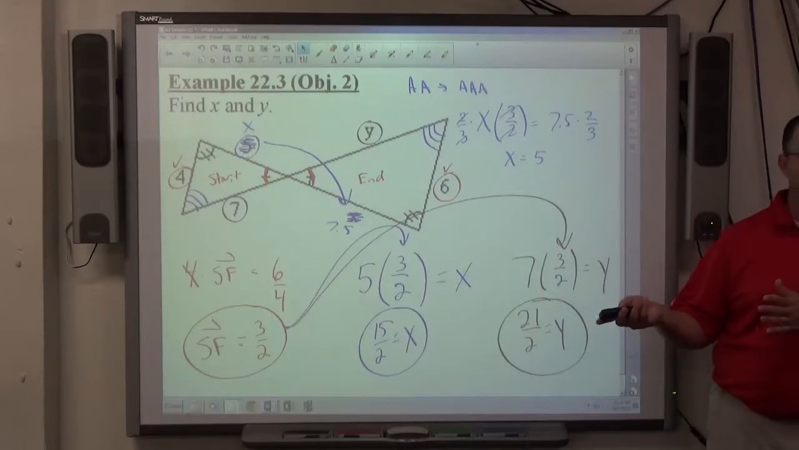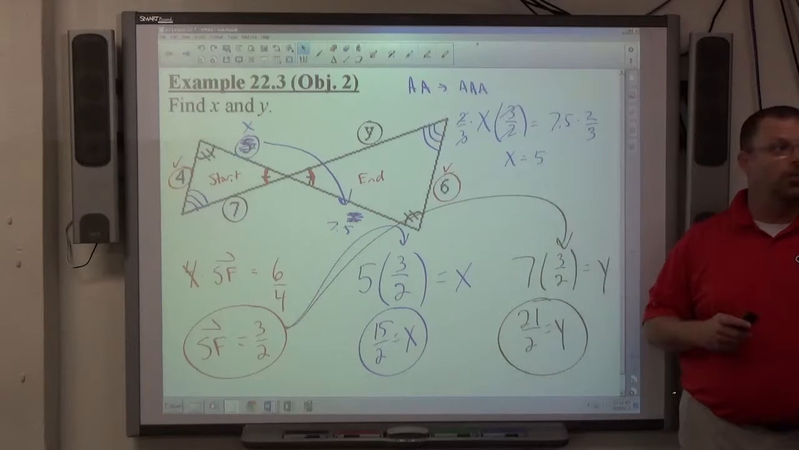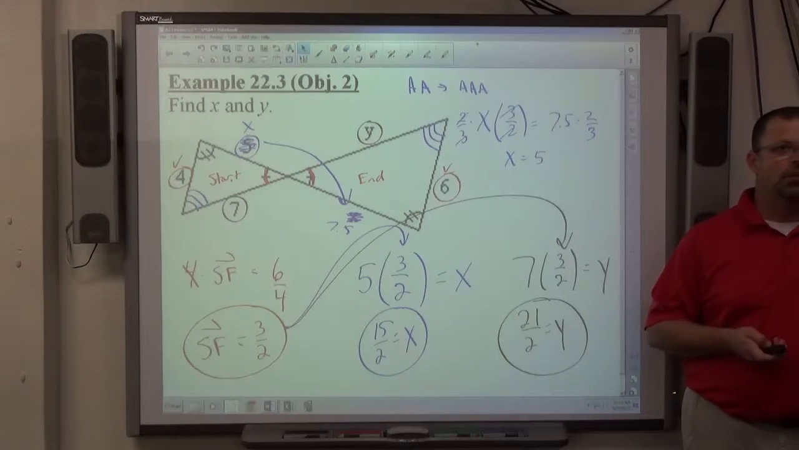If you have the proportion method you like, use it. Scale factor you like, use it. Get good at one or both, and use the one you like the best.